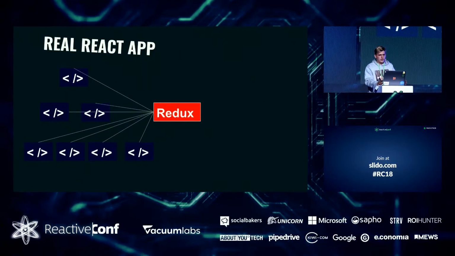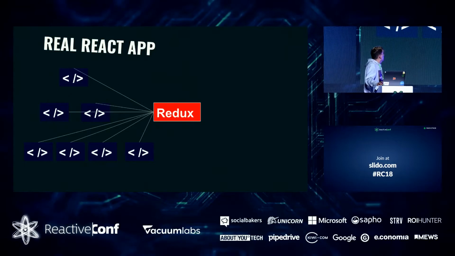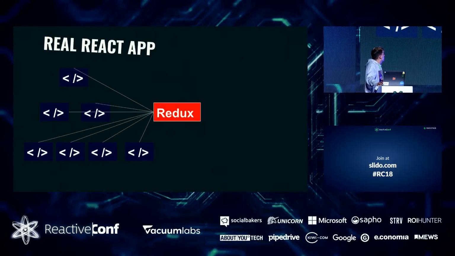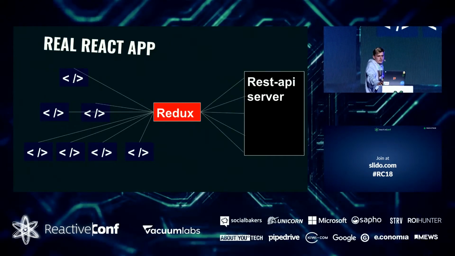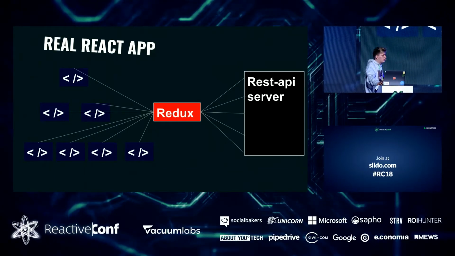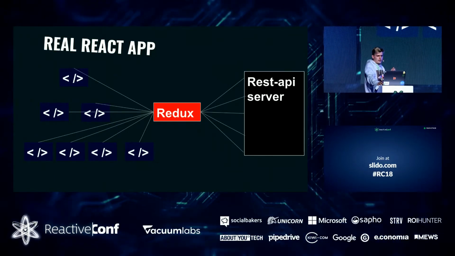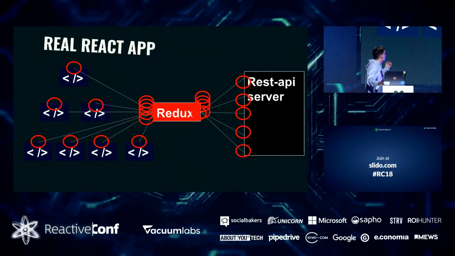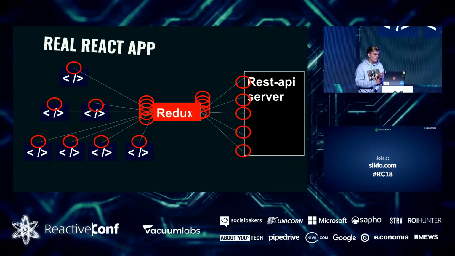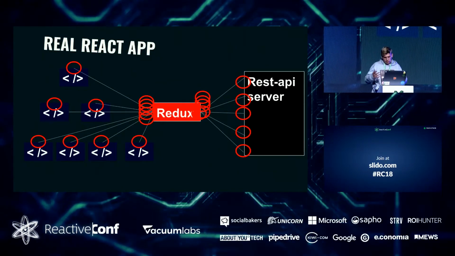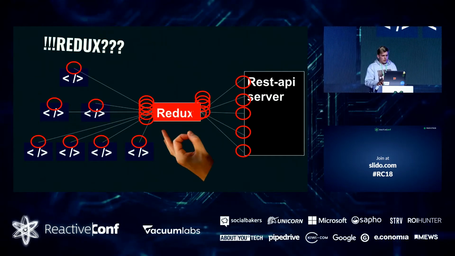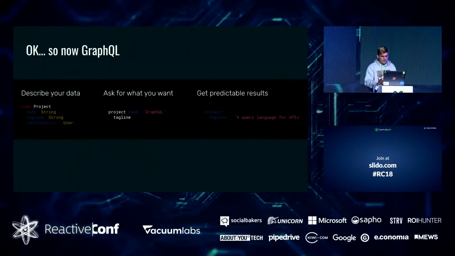Okay, and a real example. This is a standard application with Redux and a REST API server. Now try to imagine where you have to define interfaces. There are so many places, every action, every reducer, it's really a lot of code. So Redux is not the way.